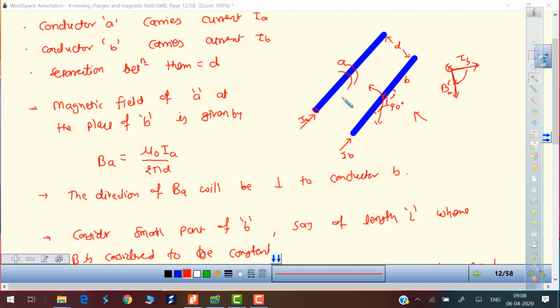Two conductors are placed in vacuum, first thing, because we use mu 0. Mu 0 is for vacuum. Two conductors are placed in vacuum at separation 1 meter, carries identical current.